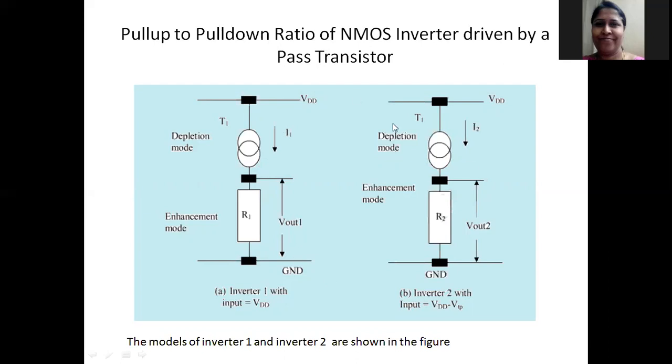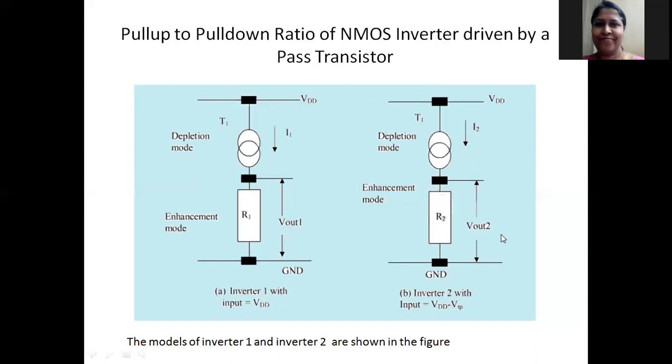Next, go for the second inverter. Assume you are applying logic high voltage at the input. So maximum logic high voltage that you can apply here is VDD minus VTP. With that, current I2 flows through this because the load is in the saturation and the driver is in the non-saturation region. Now follow the same steps to find what is I2, then what is R2, then what is V output 2.